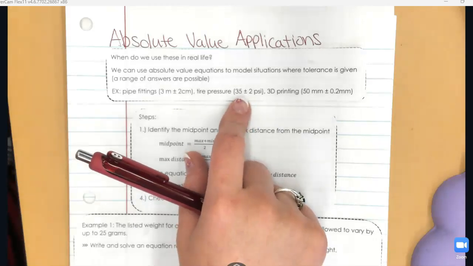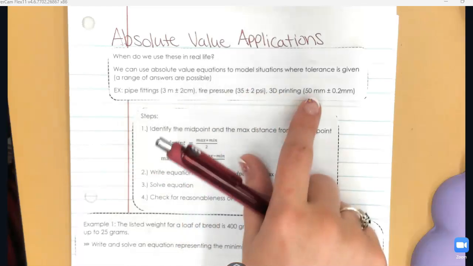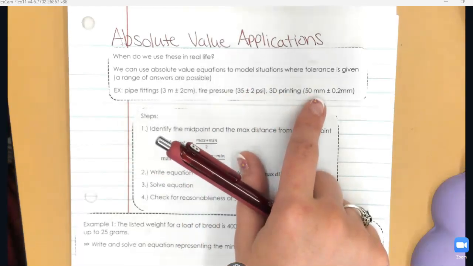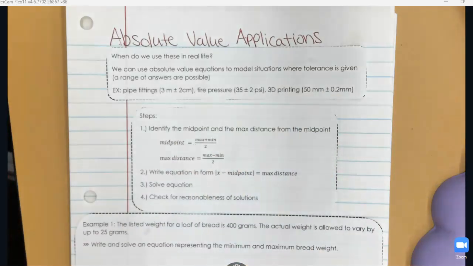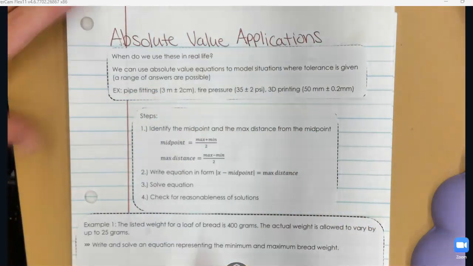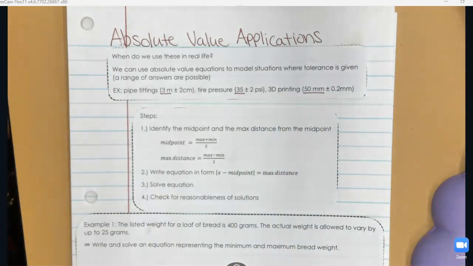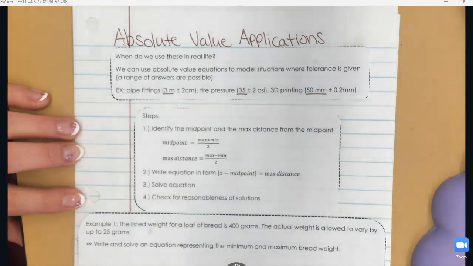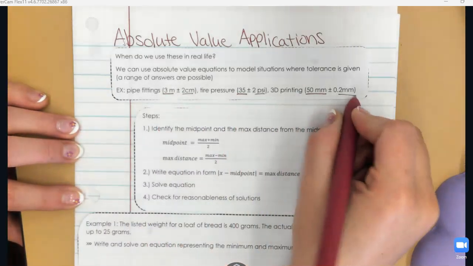Tire pressure, you want it to be 35 within 2 psi, so that is either up or down. And if you're 3D printing something, this is a possible range for your dimensions. Again, the plus and minus means that it can be greater or less than your value by that amount. Some quick information here: the first value in each of these is called our midpoint, and the second value is our maximum distance, how far away we can be.